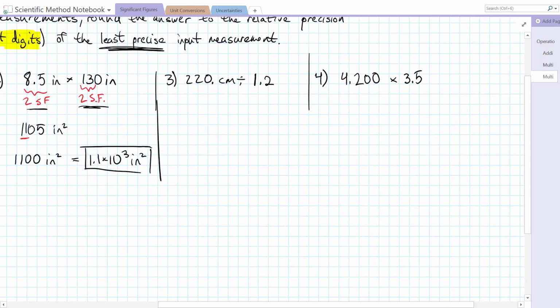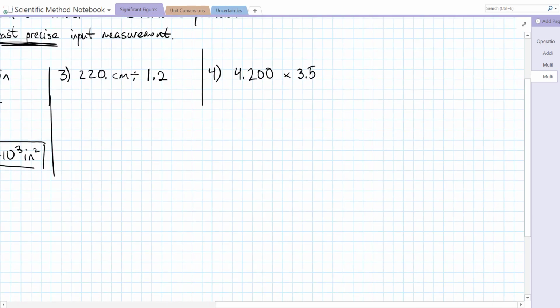Example number 3. 220 with the decimal point centimeters divided by 1.2. Our first input has 3 significant figures. That decimal point makes the 0 significant. And our second input is just a number, but it has 2 sig figs. So our final answer is going to be rounded to 2 sig figs.